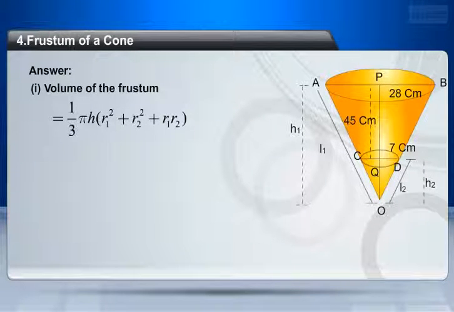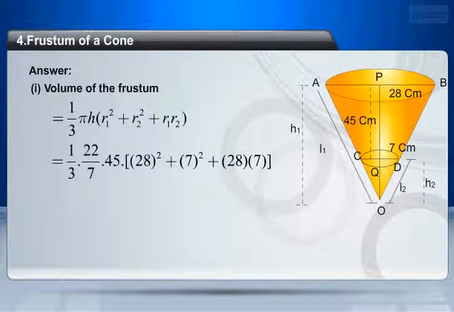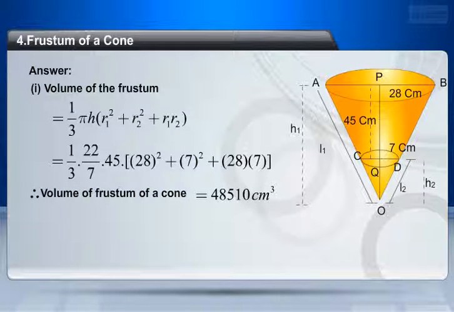We know that volume of any frustum is calculated using the formula 1/3 π h (r1² + r2² + r1 r2). On substituting the values of π equals 22/7, h equals 45 cm, r1 equals 28 cm, r2 equals 7 cm, we get 1/3 × 22/7 × 45 × (28² + 7² + 28 × 7). On simplification, we get volume of frustum of a cone equals 48,510 cm³.